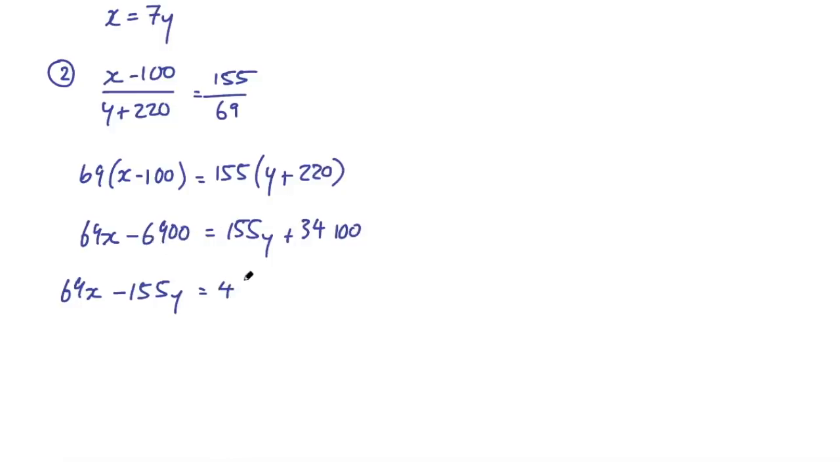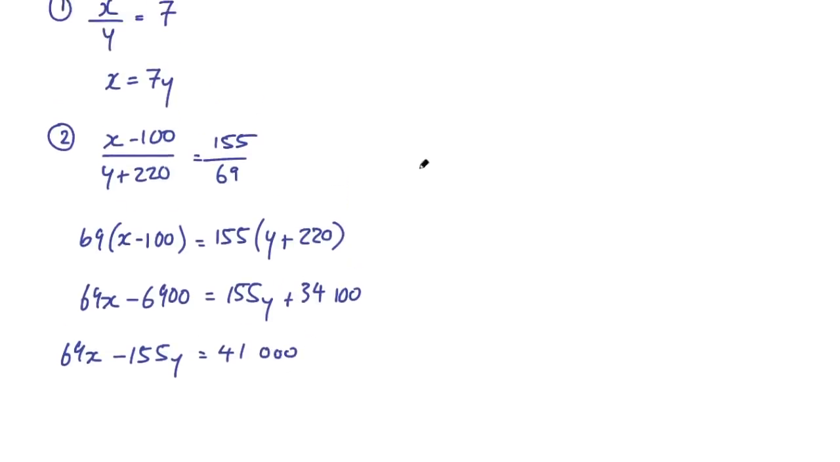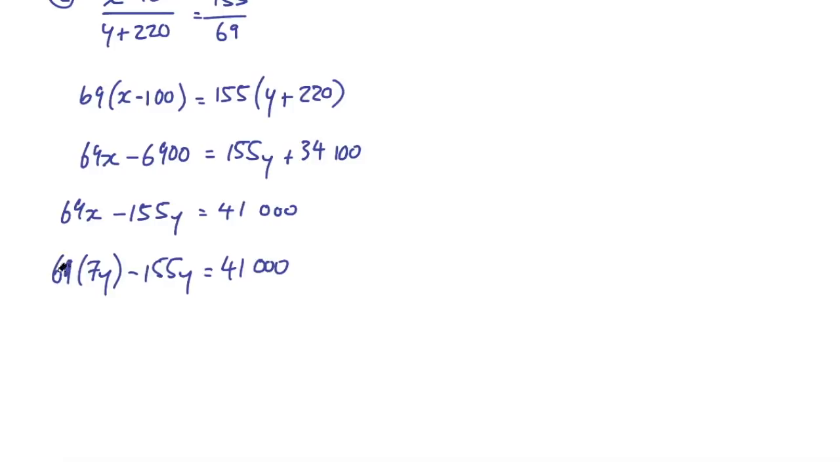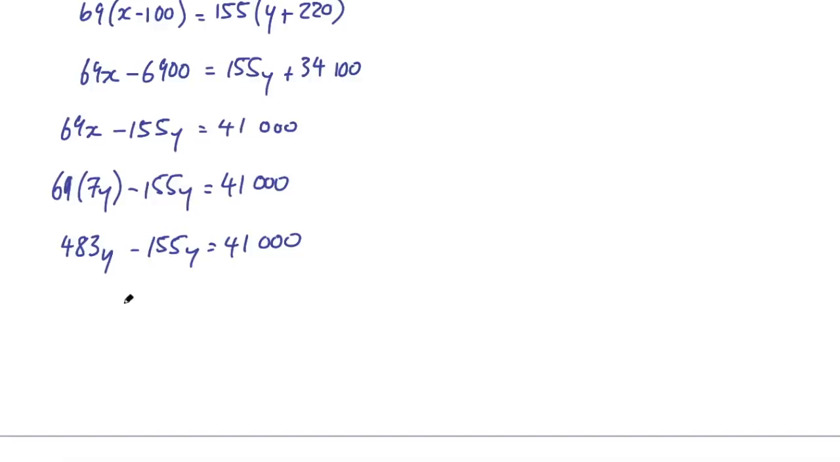That's 41,000. And then remember that X equals 7Y, so we can substitute that into this equation. So 69 times 7Y minus 155Y equals 41,000. And then 69 times 7, that's 483Y minus 155Y equals 41,000. 483 minus 155, that's 328Y equals 41,000. So Y will equal 41,000 divided by 328, which is 125.